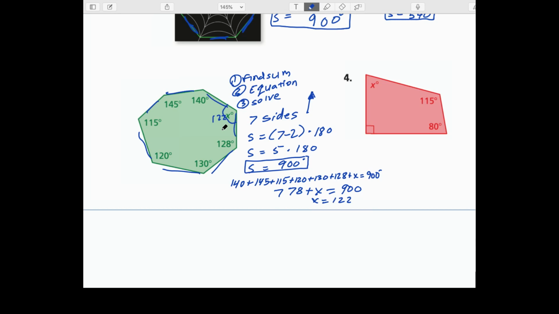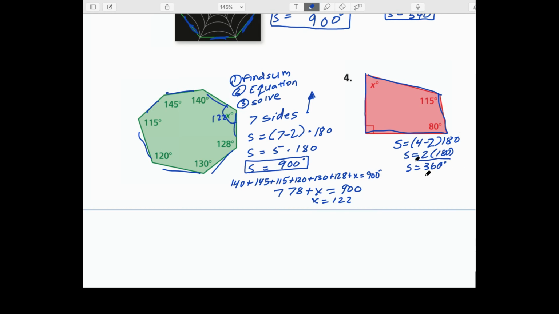Okay, so this last example. I've got 1, 2, 3, 4 sides. So the sum of the angles is 4 minus 2 times 180. So S equals 2 times 180. I'm going to reverse the parentheses there. I did a little associative there. And that is 360. So all quadrilaterals, all four-sided figures, add up to 360.